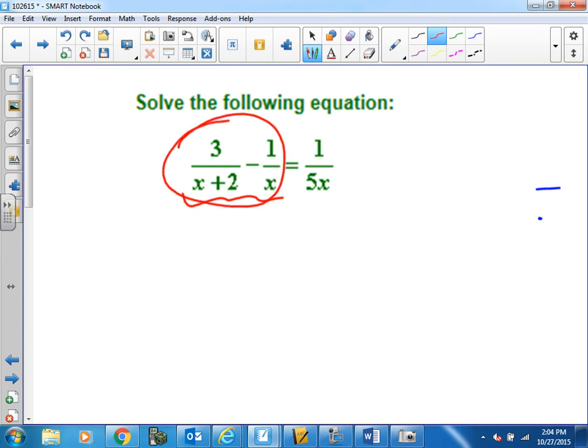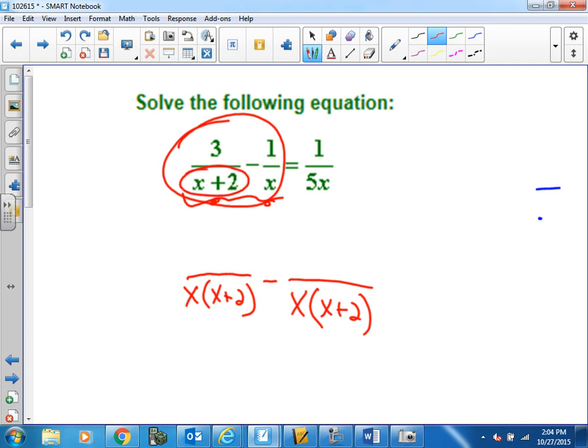So I'm going to add these, but I need a common denominator between these two. So common denominator in this case could just be x times x plus 2. So I'm going to have x times x plus 2 as one denominator, and then minus, and then have x times x plus 2 as my other one. Now, what do I have to do? What's the missing factor for this first one? Well, it already has x plus 2, but you need it to multiply by x. So we actually had to multiply this by x over x, which turned into that.